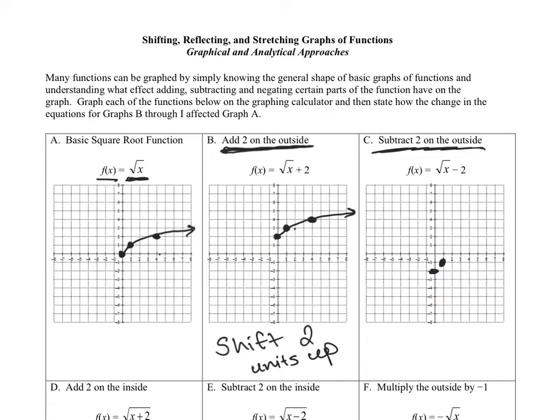Now, next perfect square, 4, right? Square root of 4 is 2. 2 minus 2 is 0. So when x is 4, y is 0. So as you can see, our function shifted 2 units down.